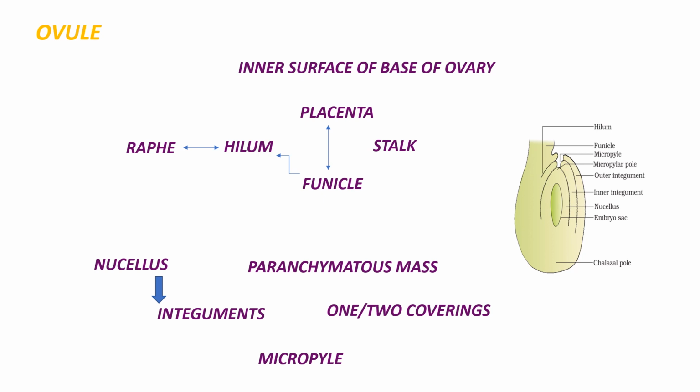These are the parts of ovary and ovule. This is the hilum, the point of attachment of funicle. Funicle is the stalk through which the ovule is attached to the placenta of the ovary. Micropyle is the portion where the integuments do not cover the nucellus. This is the micropylar pole, and outer integument and inner integument of the nucellus. This is the nucellus, the tissue of the ovule. The embryo sac is formed inside the ovule. The chalazal pole is opposite to the micropylar pole. These are the different parts of ovule.